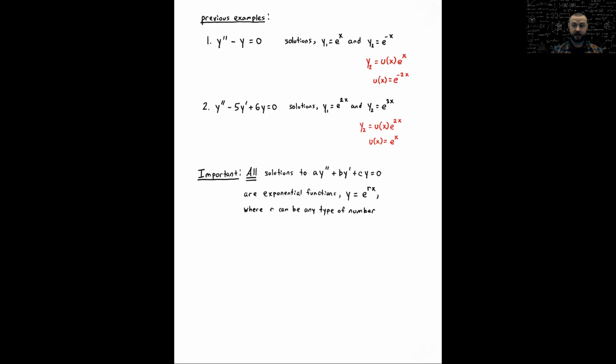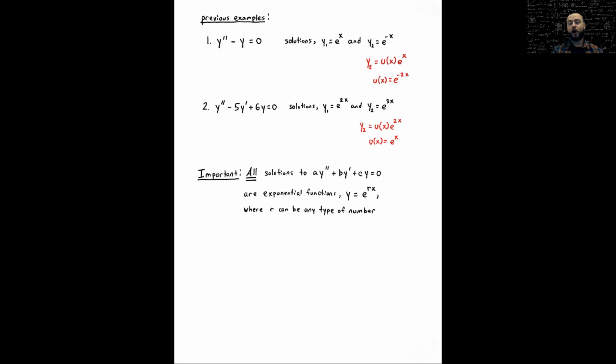So every single second order linear ODE with constant coefficients has solutions that are exponential functions. We're going to write them in the form, in this important remark here, as y equals e to the rx, and our goal is to figure out what the values of r are. Now the previous two examples seem to fit this statement, right? y1 and y2 in both examples are exponential functions.